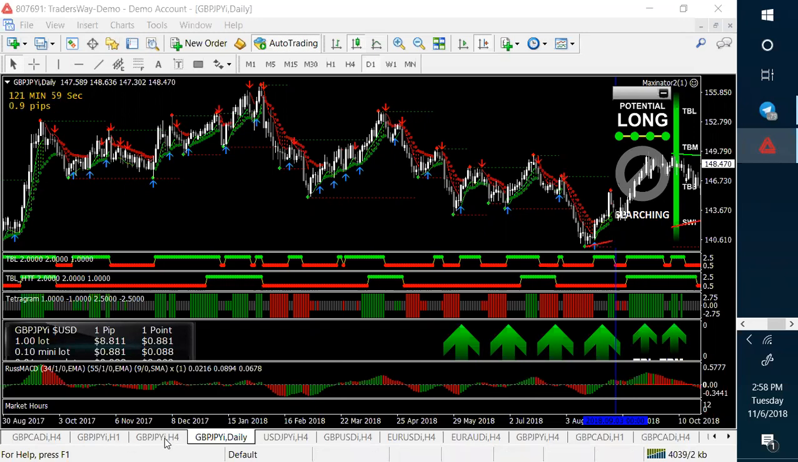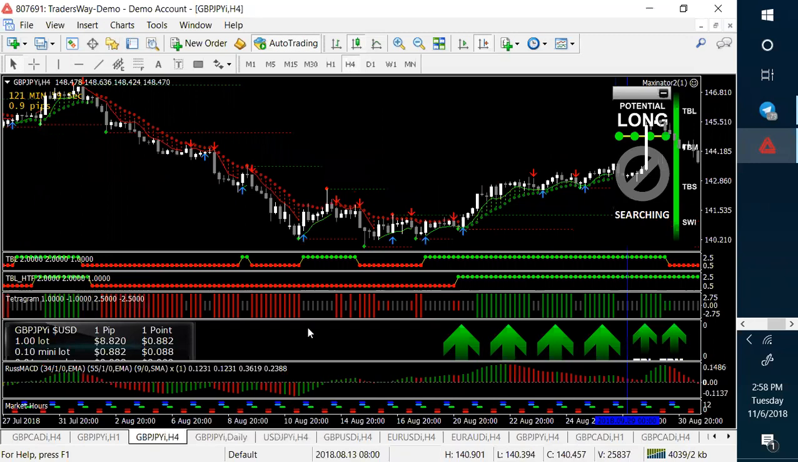With that in mind, we go down to the 4-hour, and toward the end of August, we start getting indications to go long here, as well as the trend bias long indicating that we have a bullish trend, and that's on the higher time frame as well. So we see a lot more green going on here. So we're going to look just for signals to go long in this video.